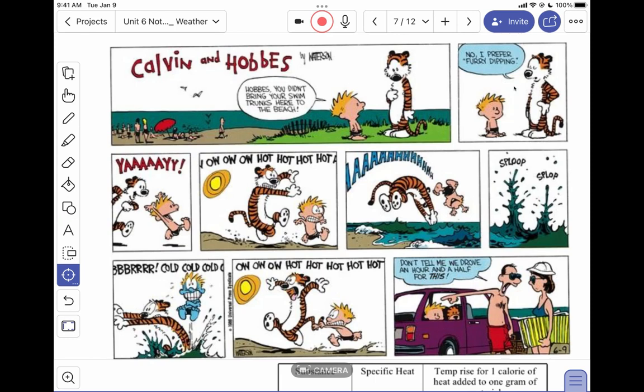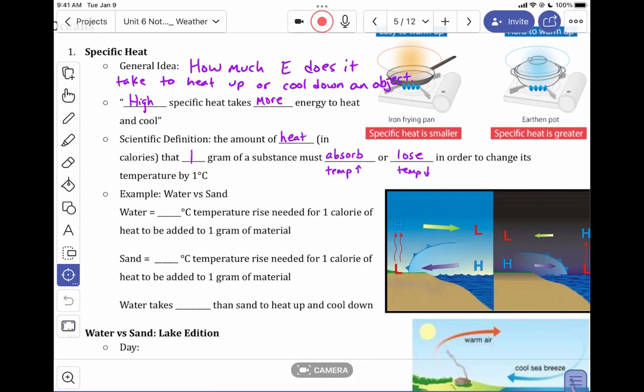But the real point is sand heats up really quickly. You can go to the beach and the sand is blisteringly hot. It has a low specific heat. It doesn't take much energy to heat up the sand or to have the sand cool off. Water, on the other hand, has a high specific heat, so water is really slow to heat up and cool off. So for the water example, I'm going to change this sentence a little bit because it's kind of janky.